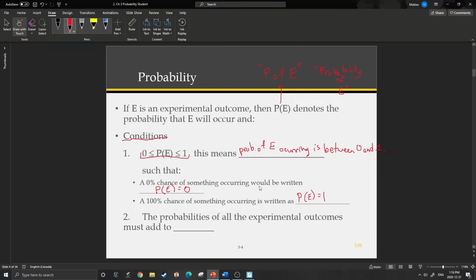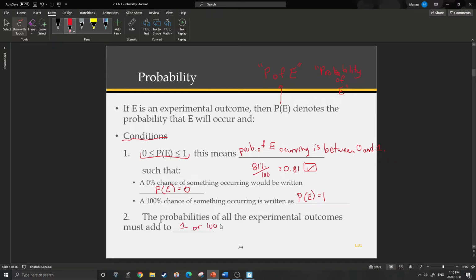You'll notice that we write percentages as whole numbers, right? 100% is 1. When you have a percentage, you divide by 100 to figure it out as a decimal. So if it was 81%, I would just divide it by 100, and as a decimal, 81% would be 0.81. That's just a little thing to remember from previous math that you may have done in high school and earlier. The probabilities of all the experimental outcomes must add to 1, or 100%.